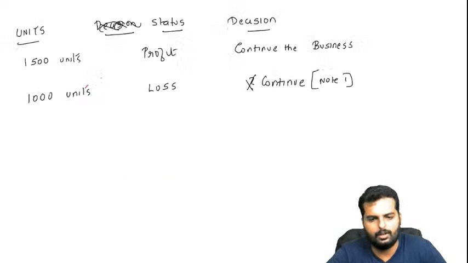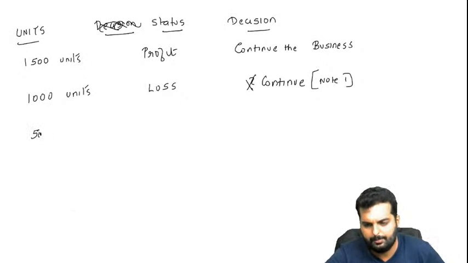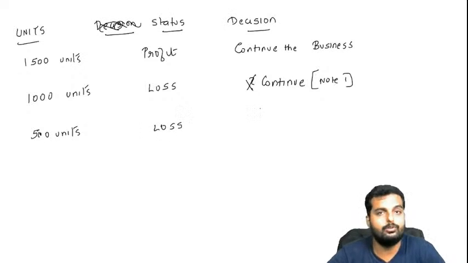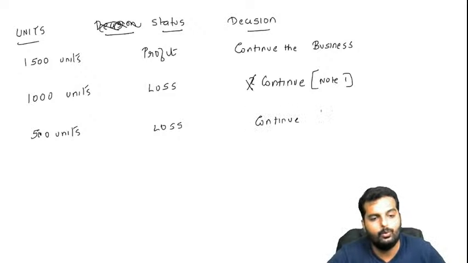Alright friends, I believe you are all clear with this. So even though it's a loss, we will continue. Let me give you the next question now. This one I want you also to think and tell me the answer, even though I will do it on the board parallelly. 500 units. I am sure we are making a loss. But should we continue or should we shut down? Come on friends, think and tell me. Even though it is a loss, I would say we should continue.